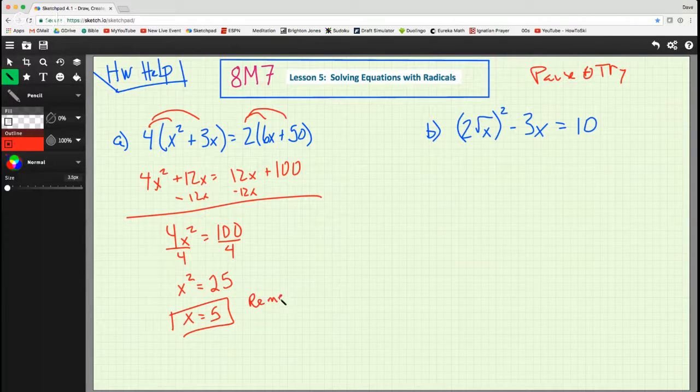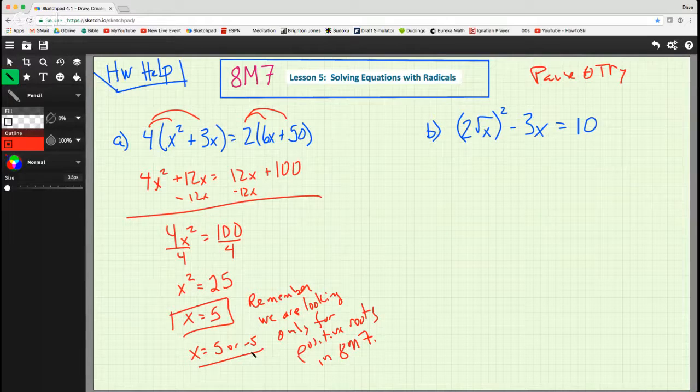Remember, we are looking only for positive roots in 8 and 7. So if you told me the answer was x equals 5 or minus 5, I would say that's okay, because I didn't tell you in this problem not to look for negative answers. But you could say, hey, Mr. Lipscomb, in 8 and 7, all we're doing is positive roots, so I just assumed that's what you meant. And I would be okay with that.